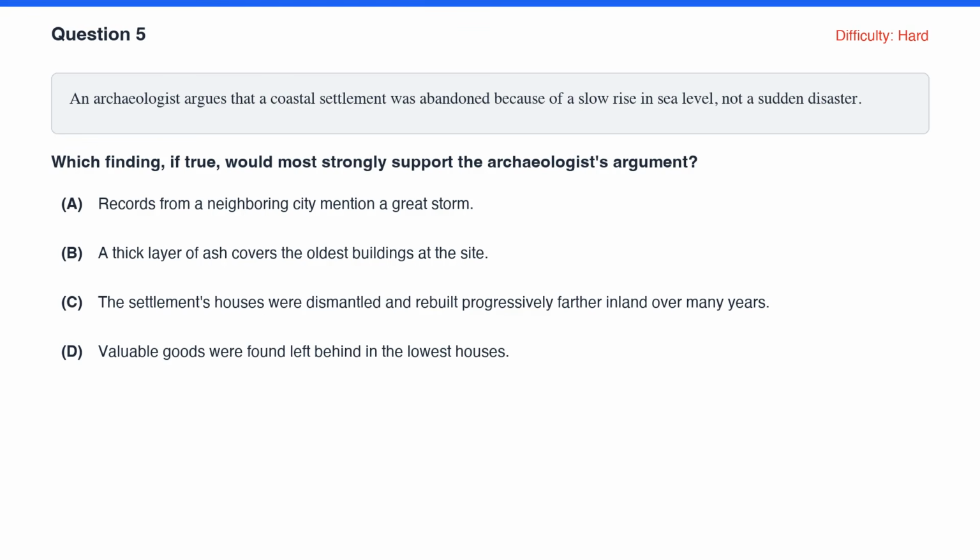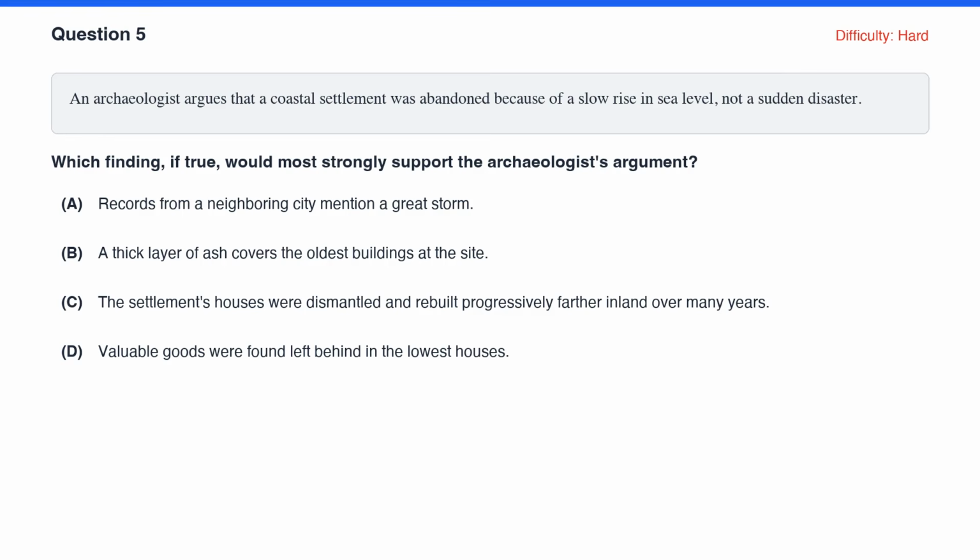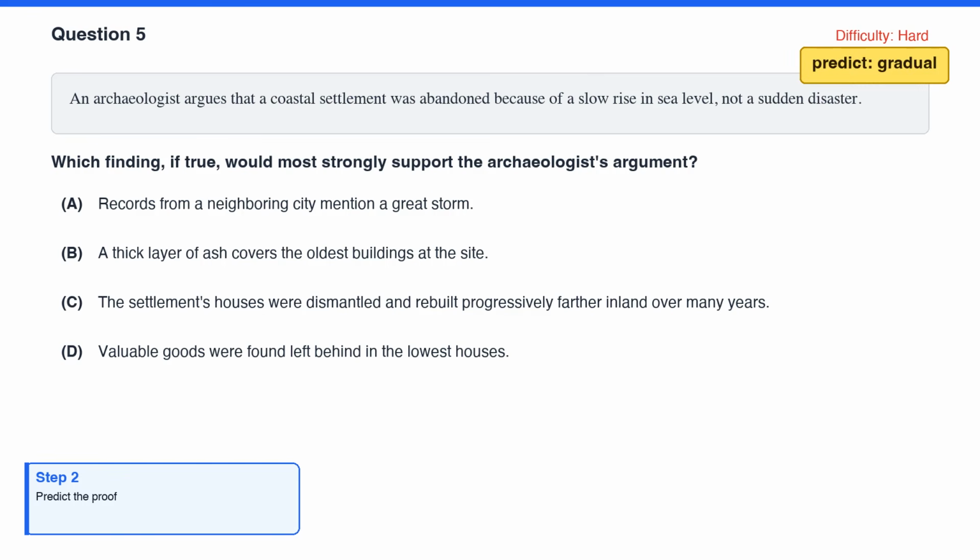Last one, also hard. An archaeologist argues a coastal settlement was abandoned because of a slow rise in sea level, not a sudden disaster. Step 1, pin the exact claim. The direction is everything here, slow and gradual, explicitly not sudden. Step 2, predict the proof. Evidence of a gradual, orderly process, people responding over years, would support slow. Anything pointing to a catastrophe works against it. Step 3, match the most direct. I want a sign of gradual retreat, not a single dramatic event. Step 4, cut the traps.